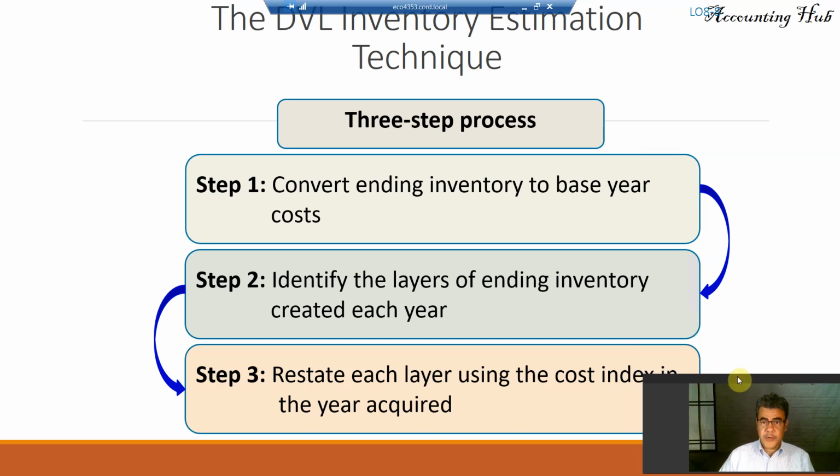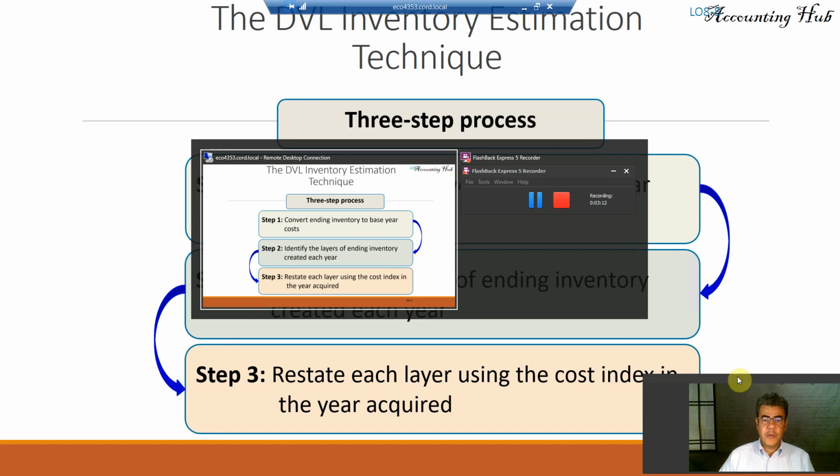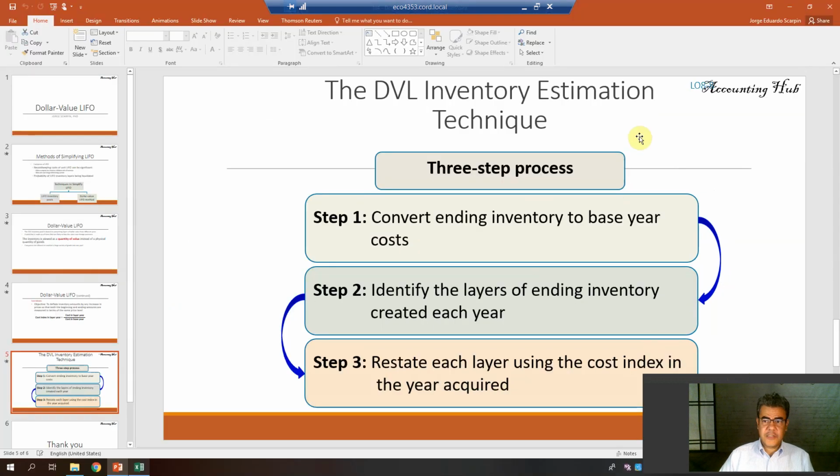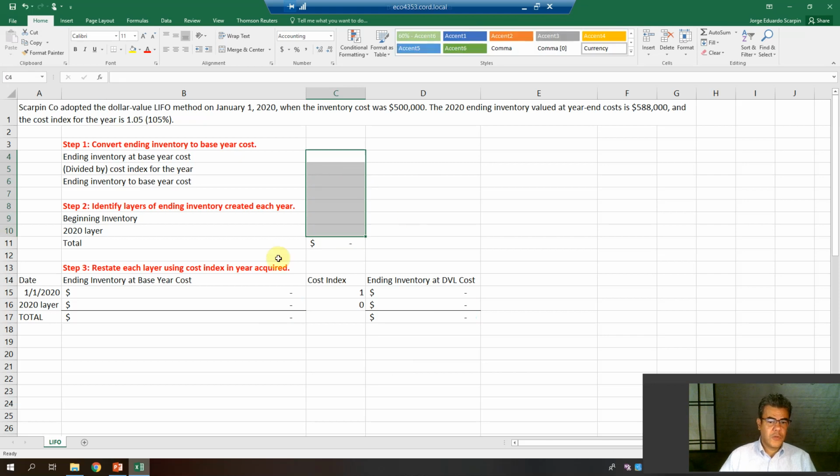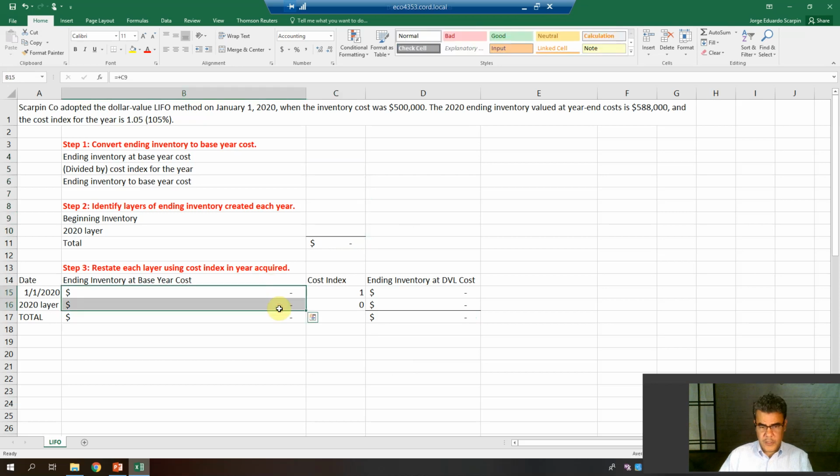So how does it work? Let's go to our Excel file here. All our Excel files, guys, remember, are free, and the link to download it is in our video description.